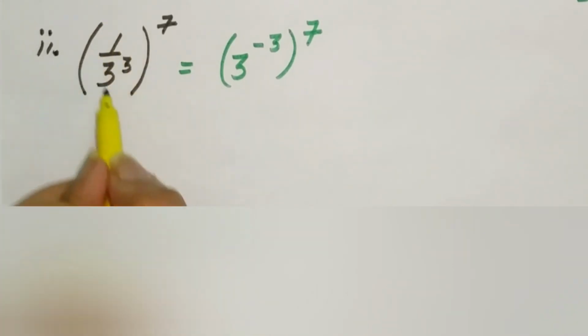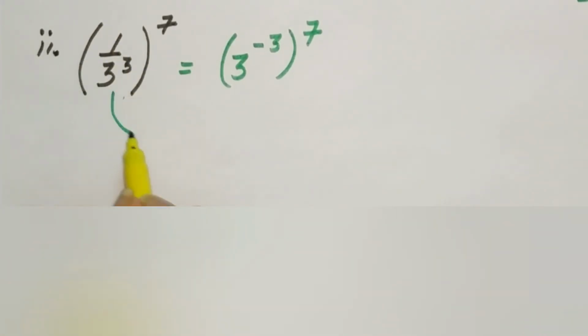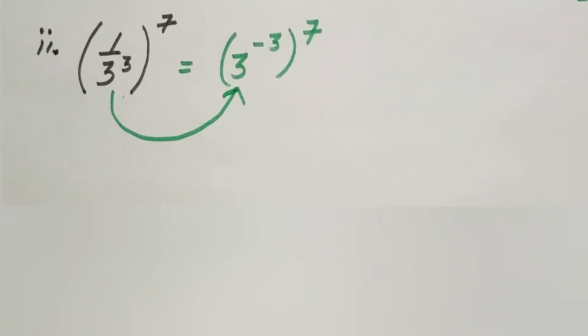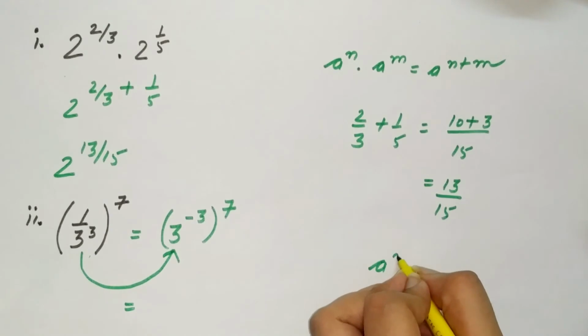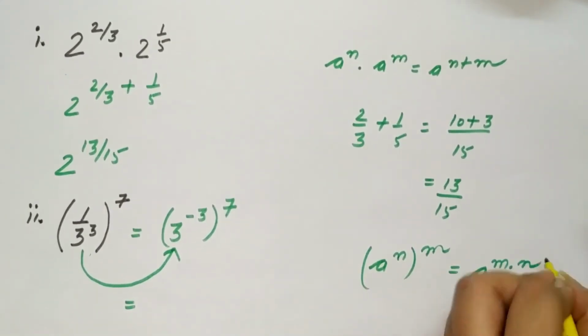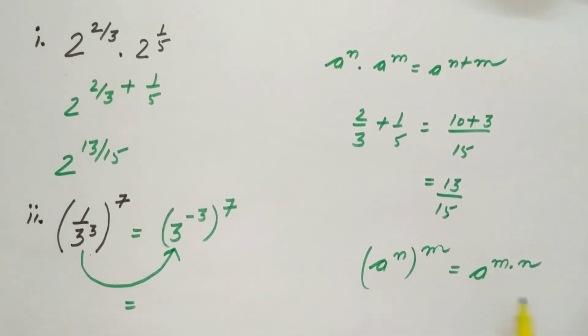Now 1 by 3 raised to the power 3 can be expressed as 3 raised to the power minus 3. Use law of exponent. A raised to the power m. Use law of exponent, which is equivalent to 3 raised to the power minus 21.